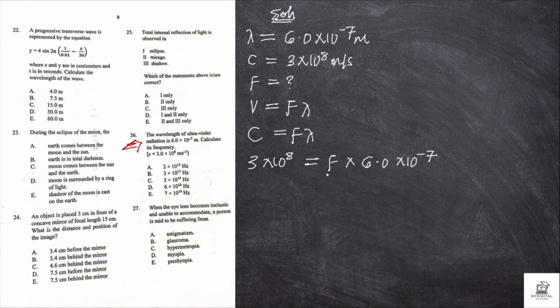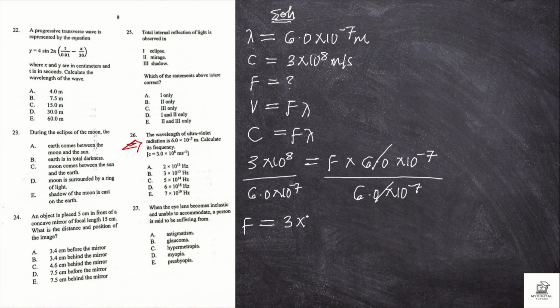So here you divide both sides by 6.0 times 10 raised to the power minus 7. This one cancels this. So we have our frequency f equal to 3 times 10 raised to the power 8, everything divided by 6.0 times 10 raised to the power minus 7. So you press your calculator, 3 exponential 8 divided by 6 exponential minus 7. That should give us what?